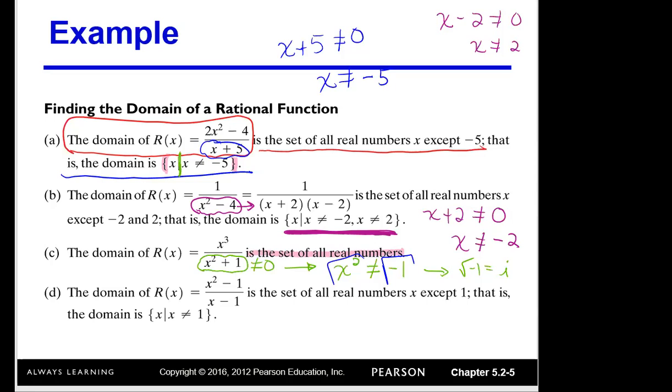Every last number. And then the last one, the denominator is just an x minus 1. So obviously, x is not allowed to equal +1, because 1 minus 1 would give you 0. So basically, you just take the denominator, say, hey, it's not allowed to equal 0, and then solve it for x to figure out all the numbers it's not allowed to be.